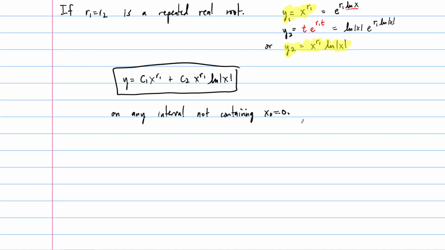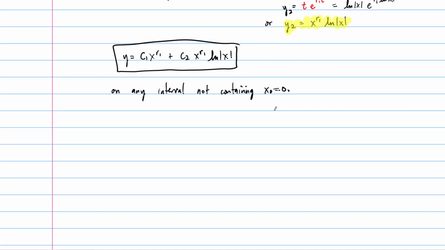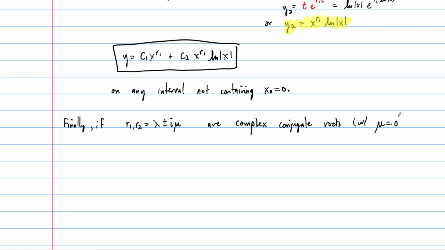All right, and then the last possibility is that the roots are complex, right? Complex conjugates. So we'll say it this way. But finally, if R1 and R2 are equal to lambda plus or minus i times mu, so these are complex conjugate roots. So the whole point here is that mu is not 0, right? So we'll say it this way, with mu not equal to 0.